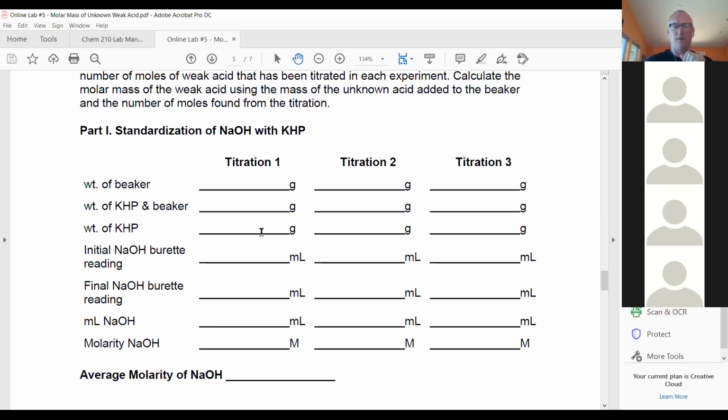So for the mass of KHP, it's just 1.00 gram. If that's what you use, you're free to use a different mass. You can use twice that much. You can use 50% more than that. I wouldn't use less, but use between like 1 and 2 grams. You should get the same answer for molarity of NaOH. You'll use a different volume, but you should get the same answer for concentration.